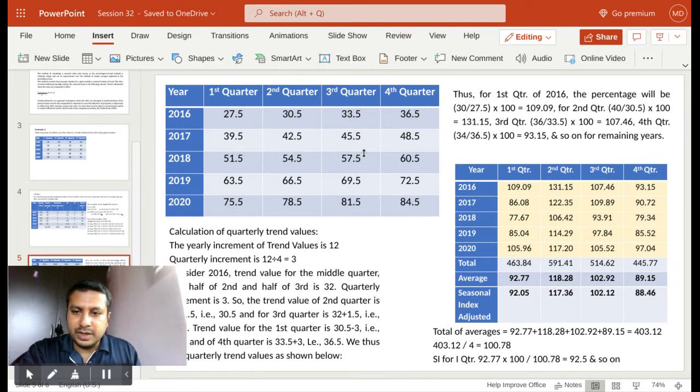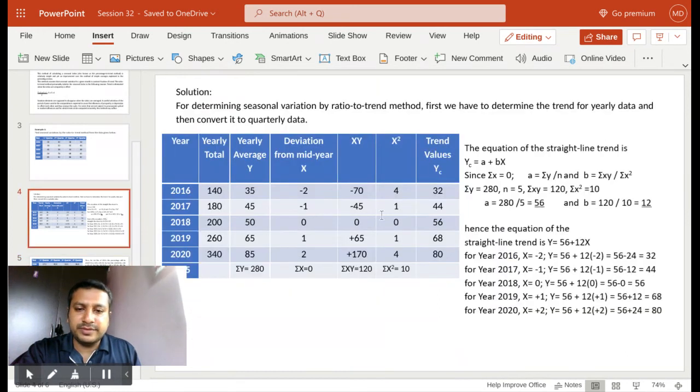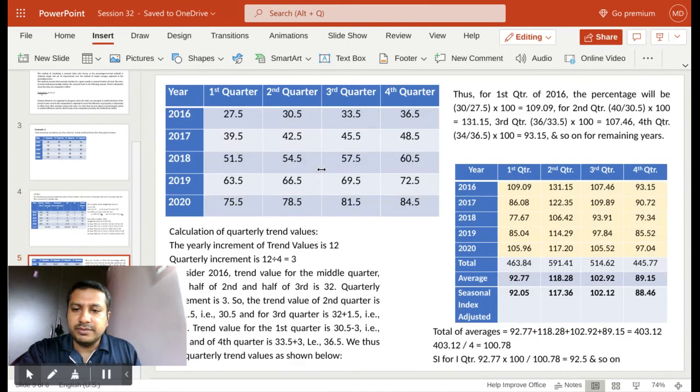Okay, next value is 56. Same thing, 56 you have to apply here, or you can just add 3 for this. So 48.5 plus 3, 51.5 plus 3, 54.5 plus 3, 57.5 plus 3, 60.5 plus 3, 63.5.